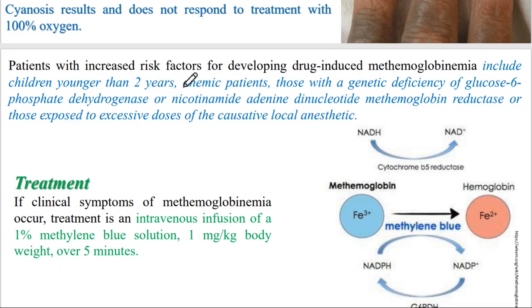Okay, patients with increased risk factors for developing drug-induced methemoglobinemia. अब ये किनको होता है, तो the children और the kids that are younger than 2 years, the geriatric patients, okay, और the anemic patients और जिनको genetic deficiency है glucose-6-phosphate dehydrogenase और nicotinamide adenine nucleotide. ठीक है, तो ये एक एक्सेसिव डोज की वजह से हो जाता है और उसका ट्रीटमेंट है intravenous infusion of 1% methylene blue solution, 1 mg per kg of the body weight. ठीक है.